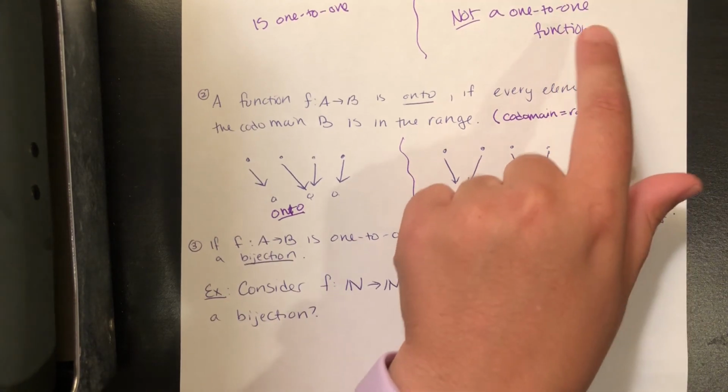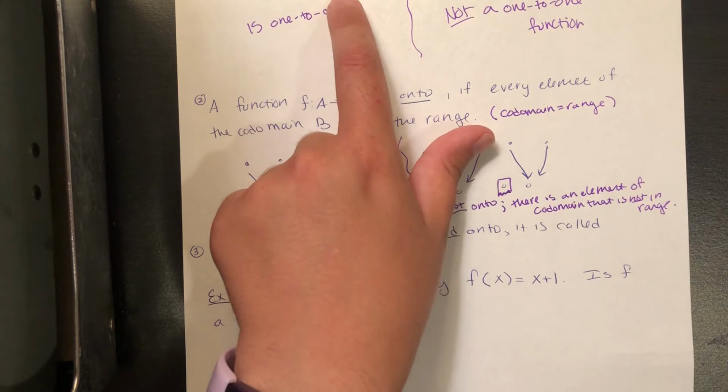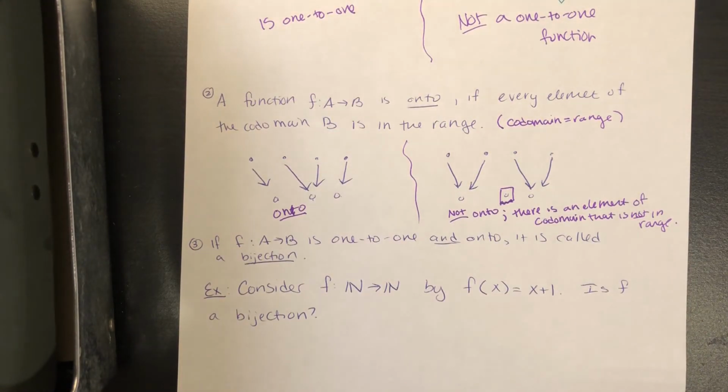Similarly, this function, while it is one-to-one, is not onto, because there's an element of the codomain that's not in the range. In some specific cases, you could have a function that's both one-to-one and onto, and we would call that a bijection. Now that can only happen if you have the same number of elements in the domain as you have in the codomain, but we'll talk about that a little bit more in the exercises.